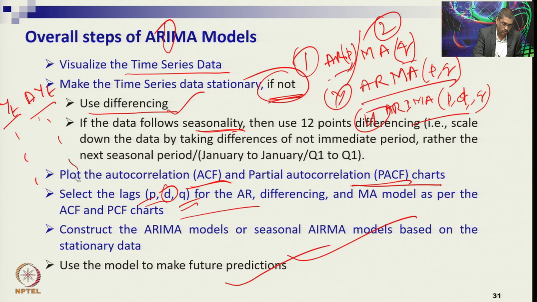Here what you are doing? You are doing y1, y2, y3, y4, and you are taking a differencing y2 minus y1, right? y3 minus y2. So this way you are doing the differencing, right? But if the data are seasonal, in that case you have to take year on year basis differencing.